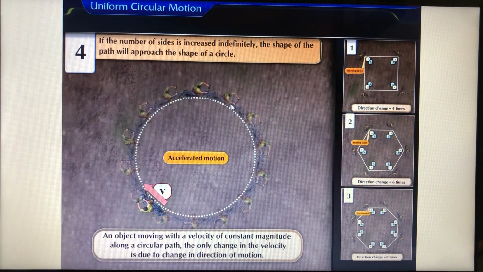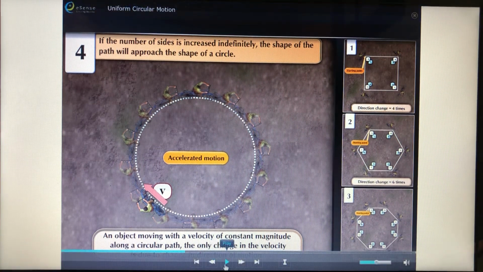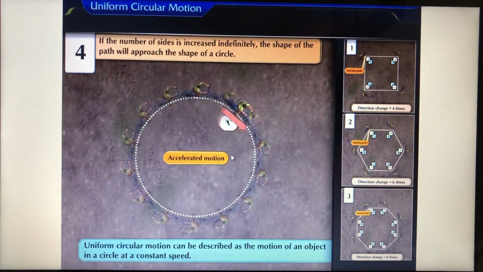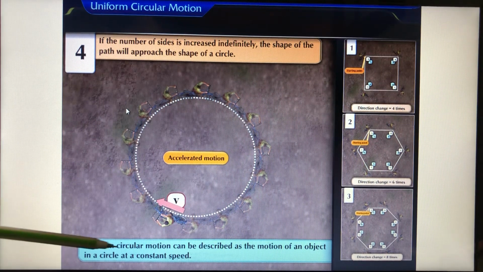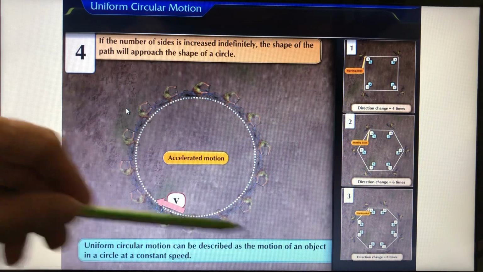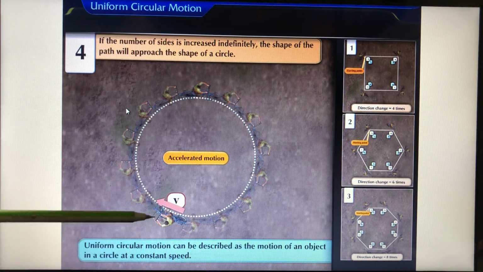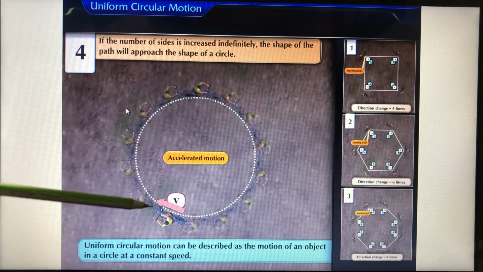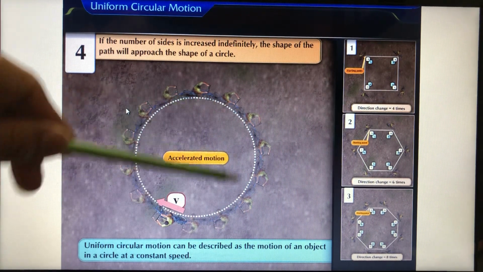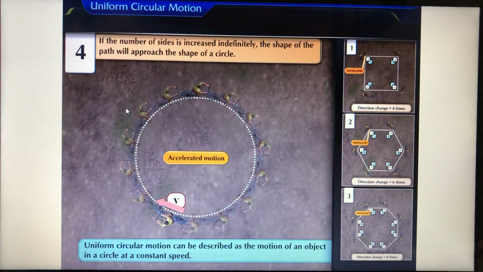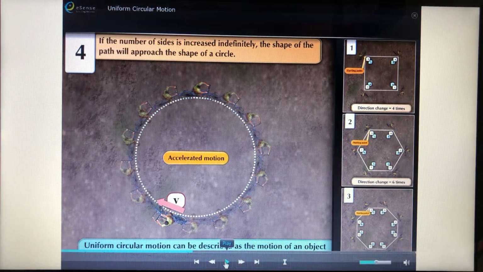Again, every second direction change. Direction change means velocity change. Velocity change means it is known as accelerated motion. Uniform circular motion can be described as the motion of an object in a circle at a constant speed. Again, try to understand here. Here speed remains the same, but each and every time direction changes. So this is nothing but uniform circular motion.